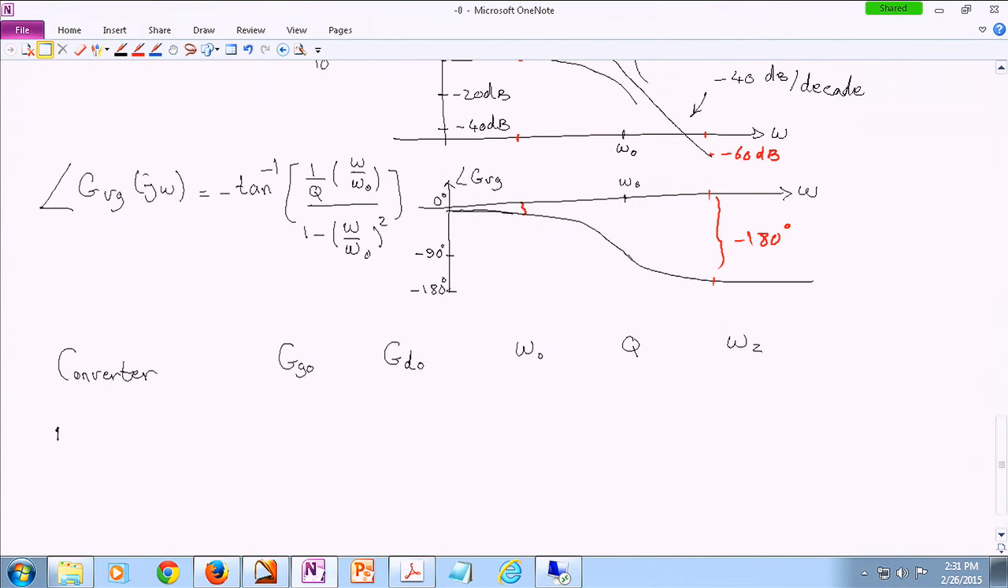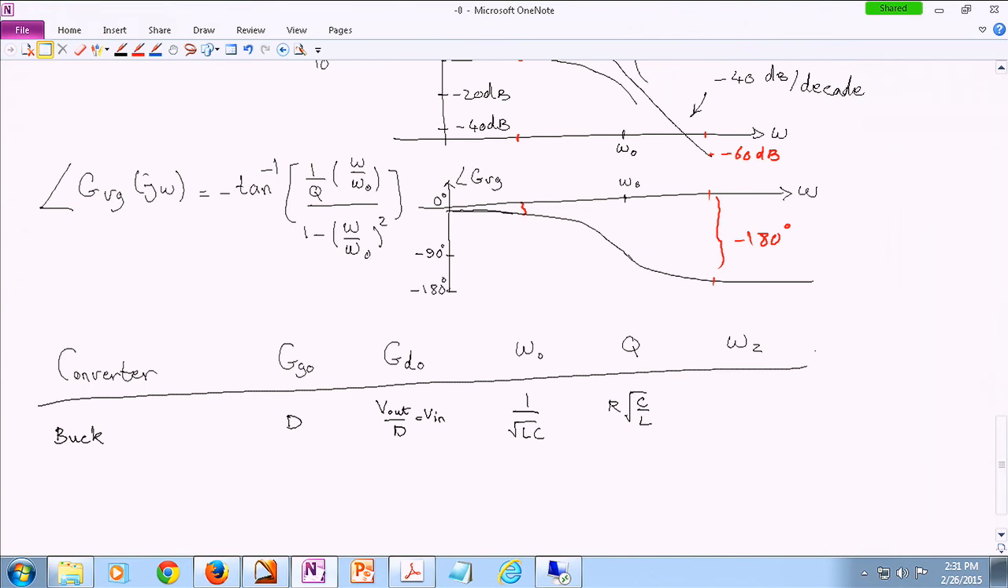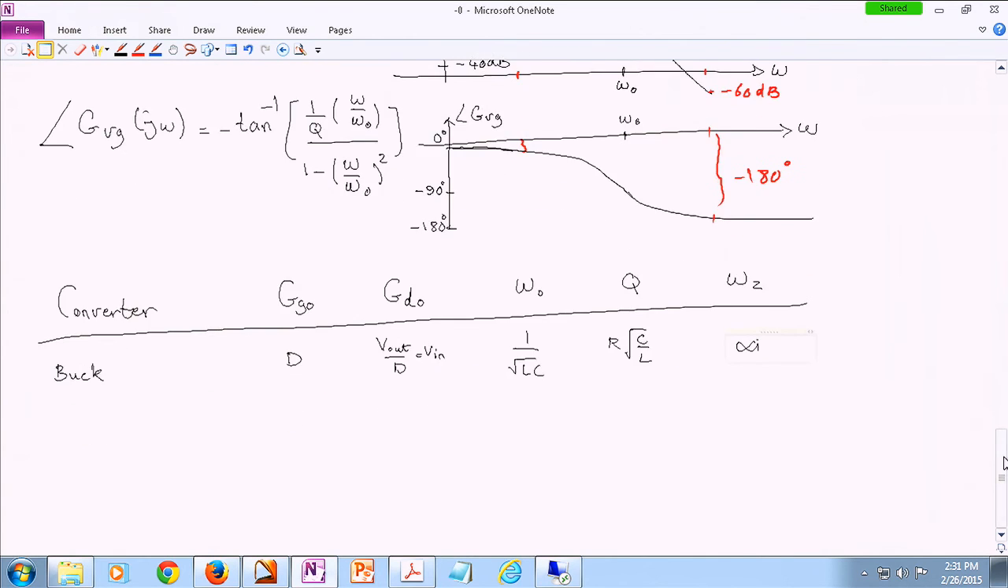So if you're looking at the buck converter, we are looking at the DC gain of D, we just saw that. Then this is V out over D, which is nothing but the input voltage. This is 1 over the square root of L times C, we just saw it. And this is R times the square root of C over L. And there is no omega z. I'm going to talk about what omega z is. This is actually the zero in the control to output transfer function.